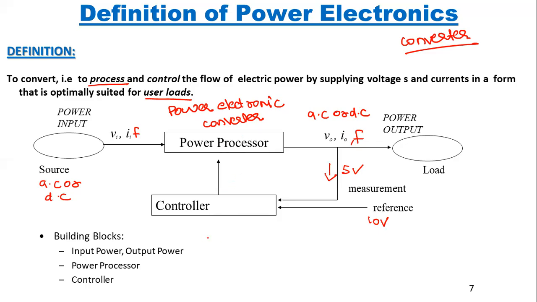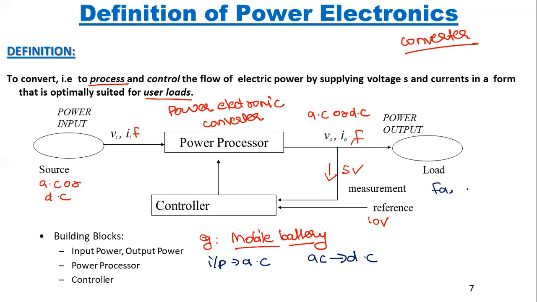I will give you a very good example, something which we are all familiar with. You're studying power electronics for the first time. So one example I will give: take the case of charging a mobile battery. So what actually is being done? You know the charger, AC supply will be there. So for the mobile battery, the input is AC, and that AC is being converted to DC. And nowadays, we have fast charging, right? So we have fast charging.